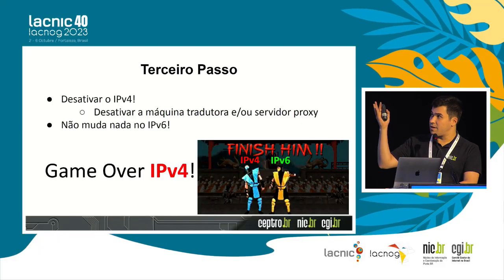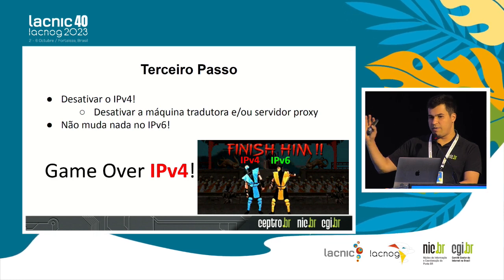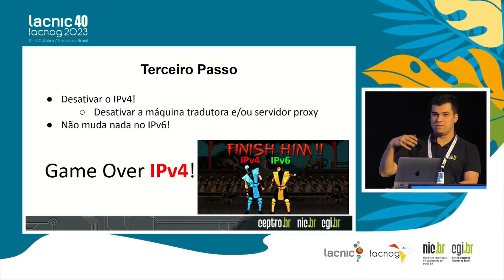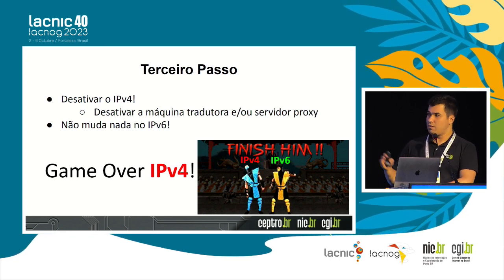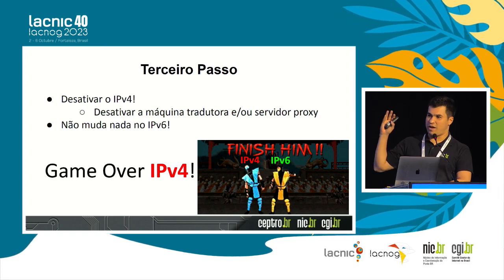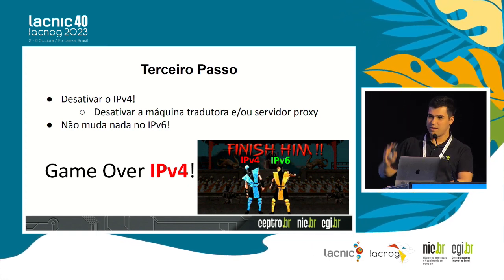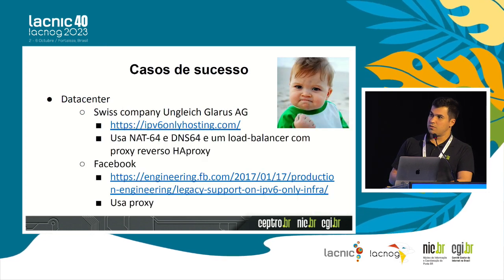Okay, just to close, the last step that we were commenting on, we had a second step where we were going to disable IPv4 in the networks until we reach the third step, which is eliminating IPv4 completely. Nothing changes in IPv6. You enable the machine with a reverse proxy and everything else with a NAT64 and SIIT. So it would be the end of IPv4. I don't know whether one day we'll have game over with IPv4, but this is what we're looking forward to.